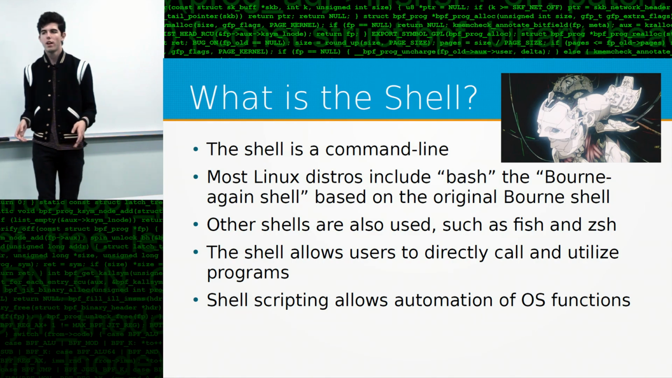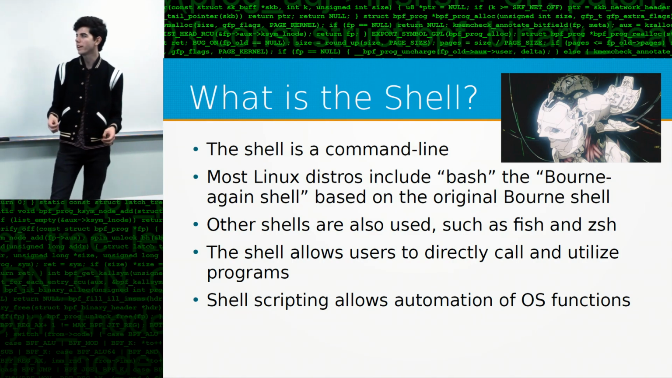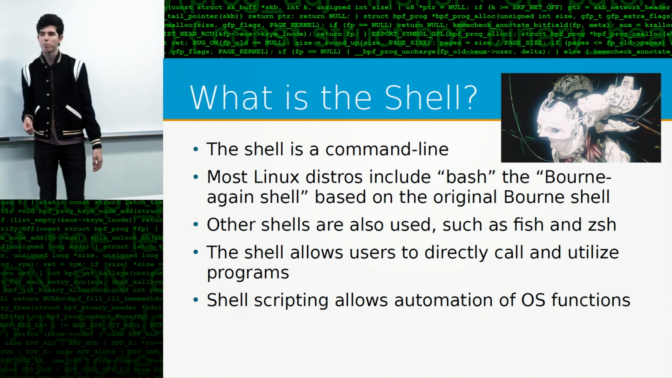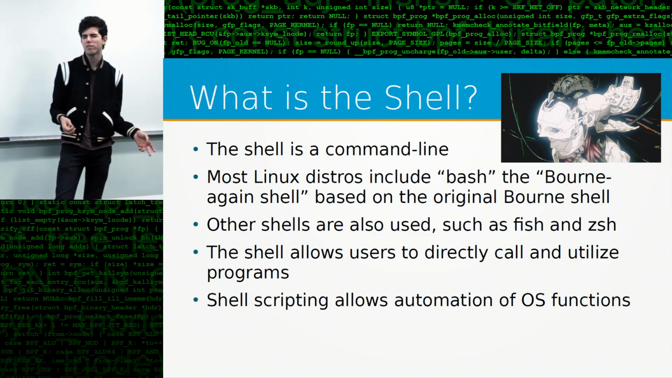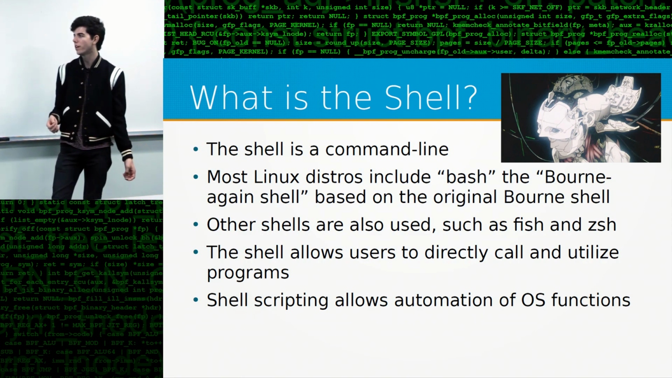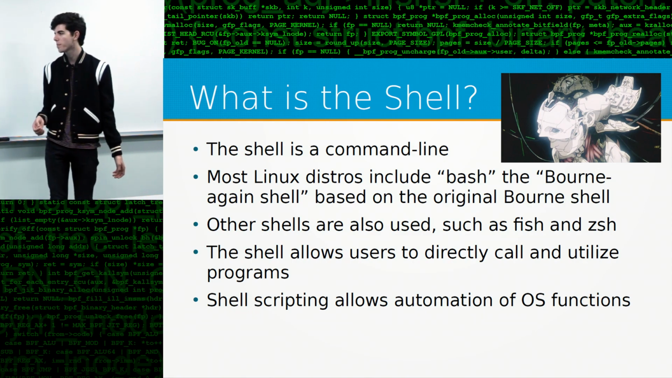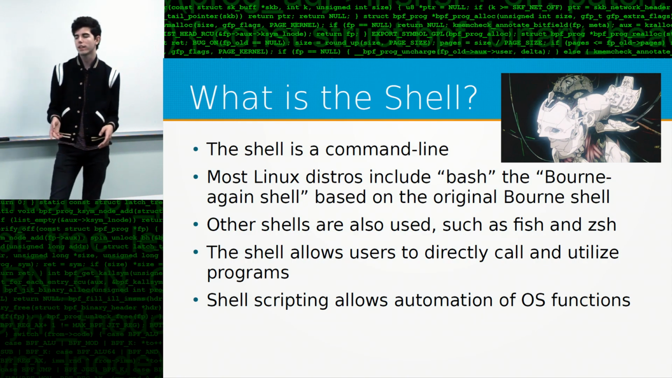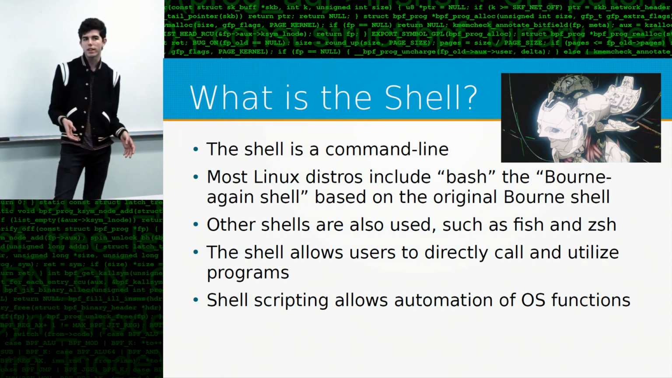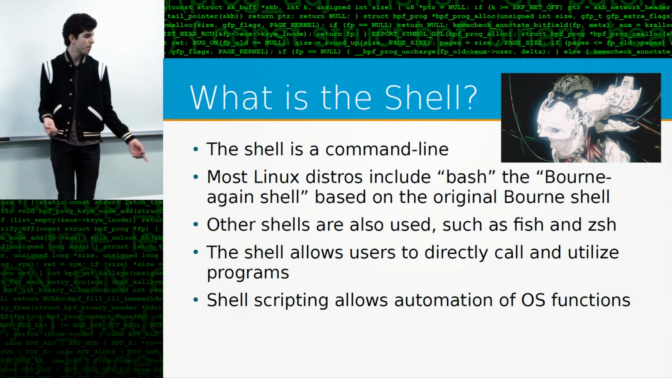So what is the shell? The shell is an essential function of Linux because it is what allows us to directly call operating system components. Most distros include bash, or the Bourne Again Shell, a pun on the original Bourne shell. Although you can install any shell you choose, which may have their own different variety in the way commands are used, such as fish, zsh, which are customizable as once again, all of these elements are open source. So the shell allows users to directly call programs. And shell scripting allows for the automation of OS functions by calling different programs and using them in multiple ways.